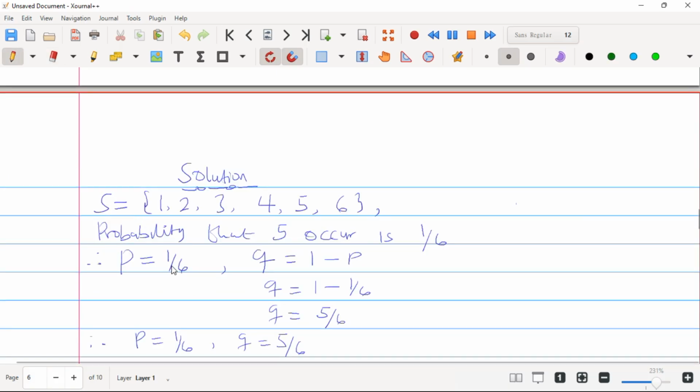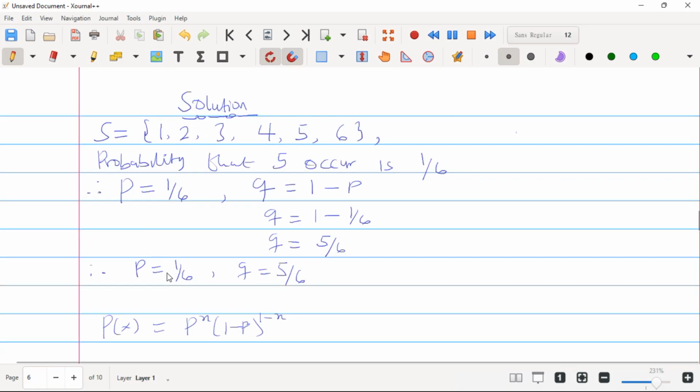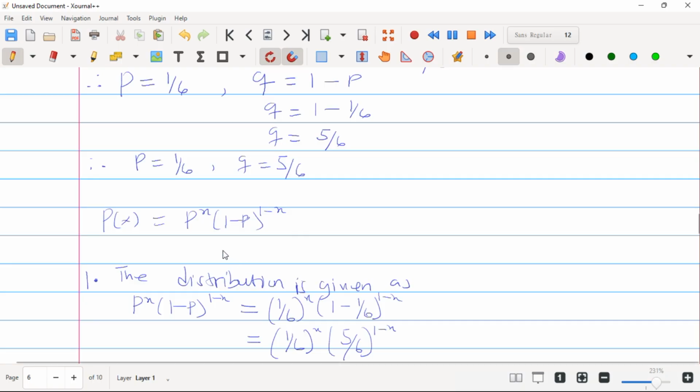That's the p. Once we have p, we want to find q, right? The q is 1 minus p, so q is equal to 1 minus 1 over 6, which gives us 5 over 6 for q. At the end of the day, the probability of success is 1 over 6, and our probability of failure is 5 over 6, as you can see. And then, when we are just learning the Bernoulli distribution, we came across the PMF.